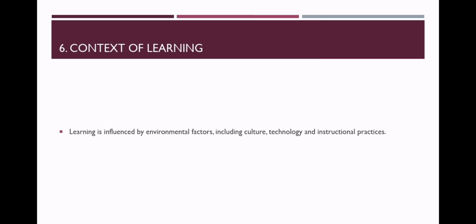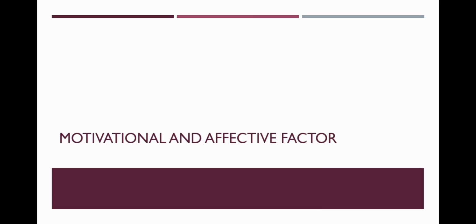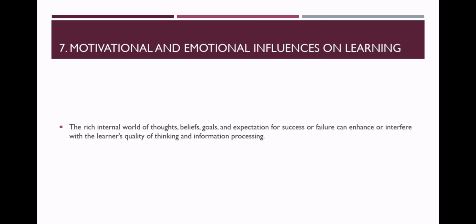Next is the motivational and affective factors. The seventh principle is the motivational and emotional influences on learning. So, the rich internal world of thoughts, beliefs, goals, and expectations for success or failure can enhance or interfere with the learner's quality of thinking and information processing. So motivation is like a fuel for the learners.